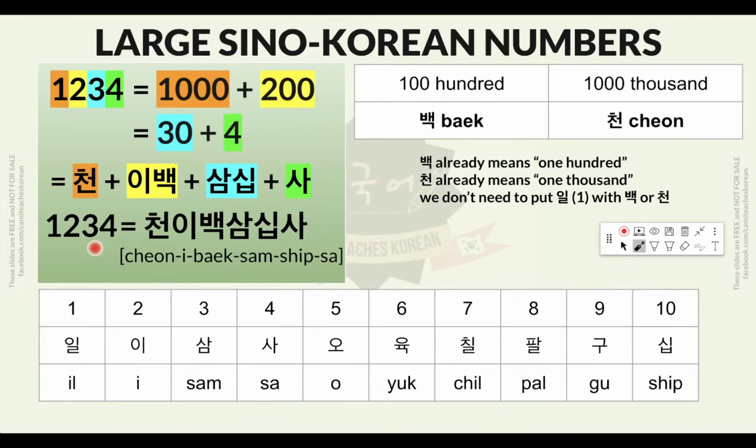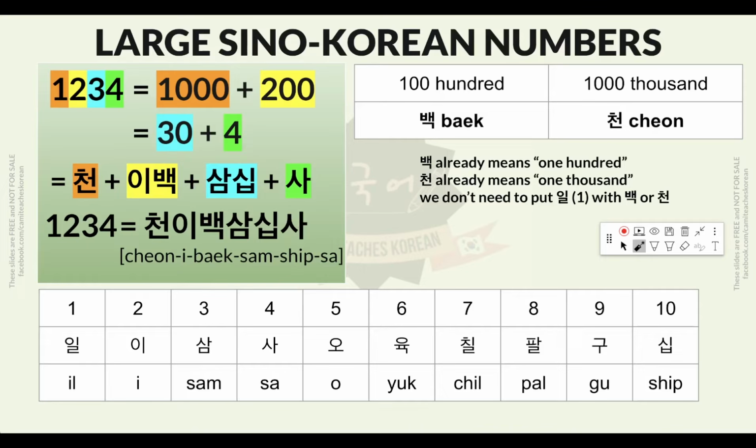1,234 po ay chon, ibek, samship, sa. 1,234. Ayun. So, per number po tayo. So, 1,000, 100, tens, tapos yung ones. 1,234.